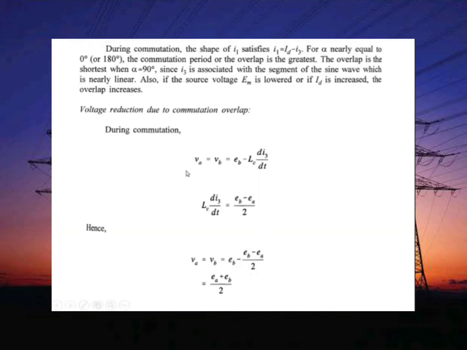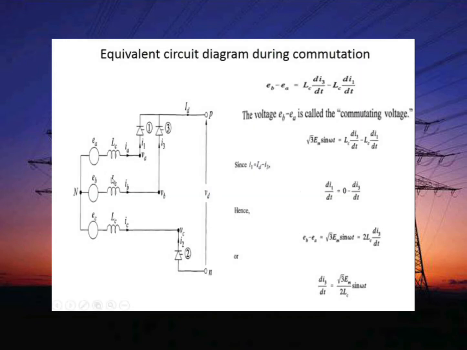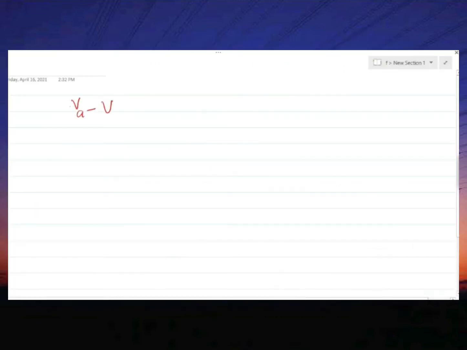So during commutation, now your voltage VA is equal to VB is equal to EB minus LC di3 by dt. How does this come? See here. During commutation, we see that the voltage at the points VA and VB are both equal. So we can write VA is equal to VB is equal to EB minus LC di3 by dt.